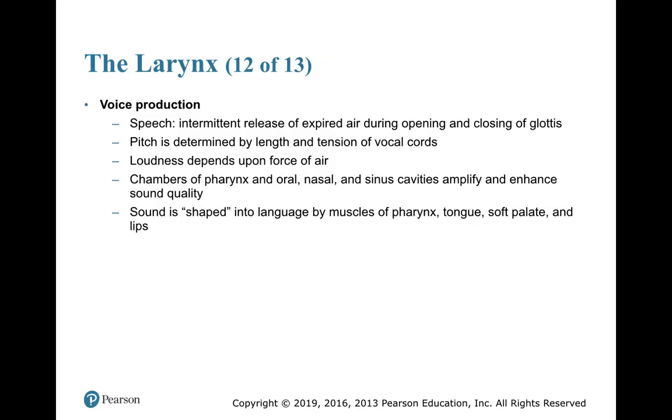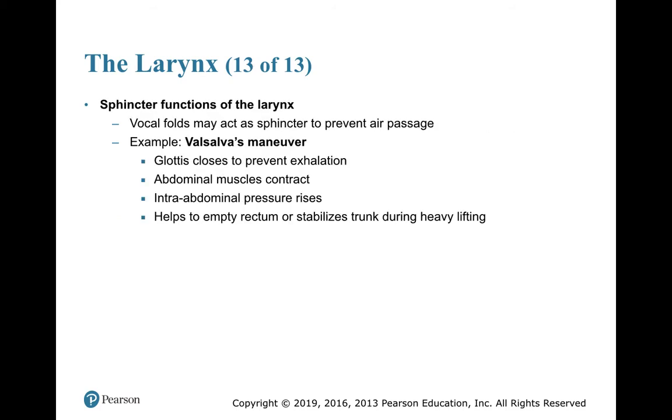So voice is produced by the intermittent release of expired air during the opening and closing of the glottis. The pitch is going to be determined by the length and the tension in the vocal cords. Loudness will be determined by the force of air moving through the vocal cords. And there are chambers in the pharynx, the oral, nasal, and sinus cavities that help to amplify and enhance the sound quality. And finally, the sound is going to be shaped into language by muscles of the pharynx, tongue, soft palate, and the lips.